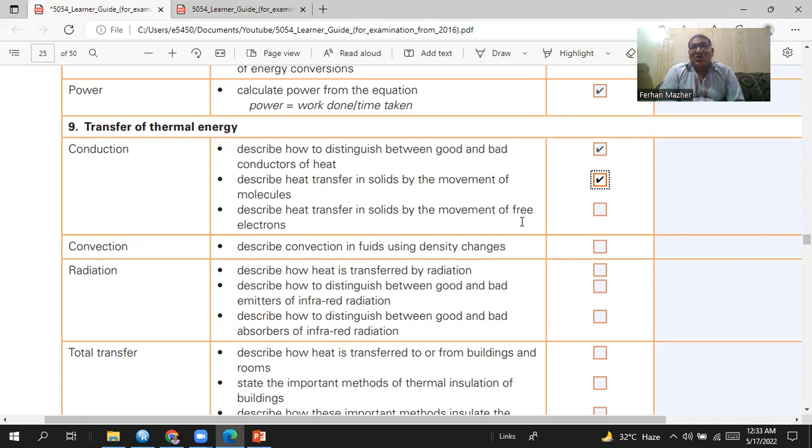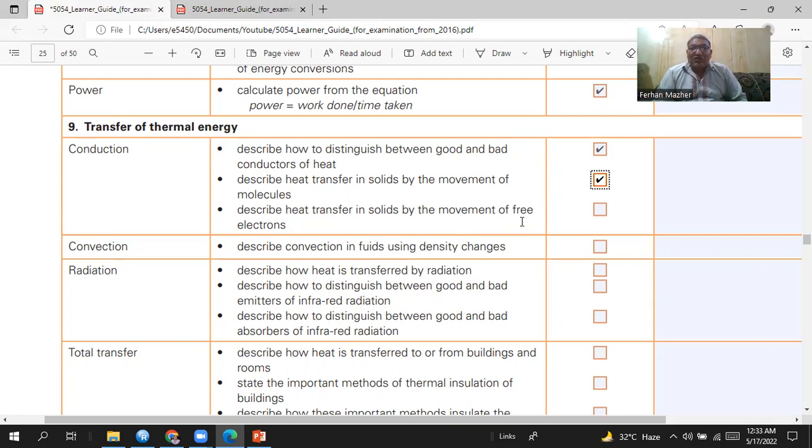When they reach the cold end, they will collide with the atoms there, and they will make them vibrate vigorously. This process is called free electron diffusion. That's why metals are better conductors of heat, because they have free electrons in them. So the free electron diffusion process will take place in them.